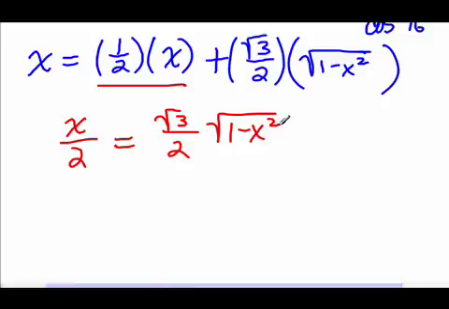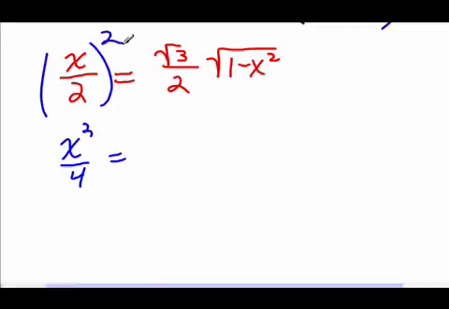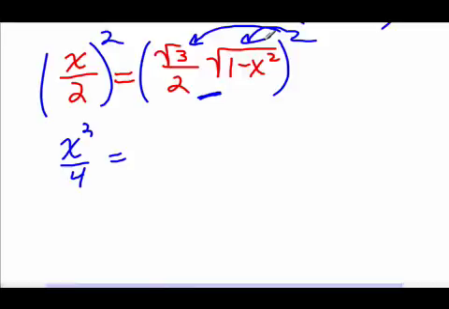I don't like all of these radicals right now. Let's square both sides of the equation. On the left, if we square a fraction, we square the top and square the bottom, and we get x squared over 4. Over on the right-hand side, we're squaring a product. A product, not a sum or a difference. There is no FOIL here. There is no square the first, square the last, multiply; it's a product. So all we have to do is square that and also square this. So we end up with 3 over 4 times 1 minus x squared.